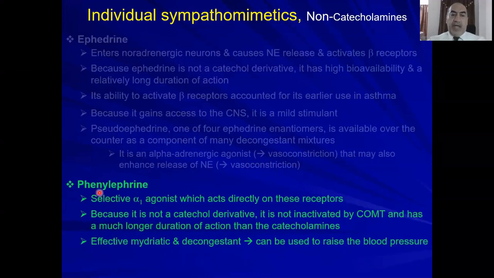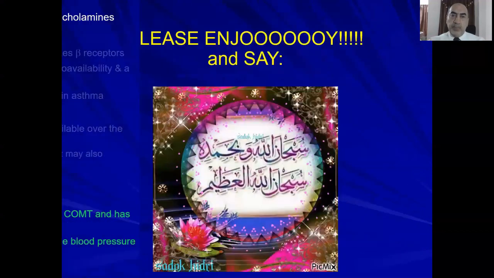Then phenylephrine. They look similar, but they are not. It's a selective alpha 1 agonist. It's not a catechol derivative. Again, it's not a substrate for COMT, so it has a long duration of action. It's an effective mydriatic and decongestant. Again, it's present in many cold and cough syrups. We sometimes use it to raise blood pressure in hypotensive patients.